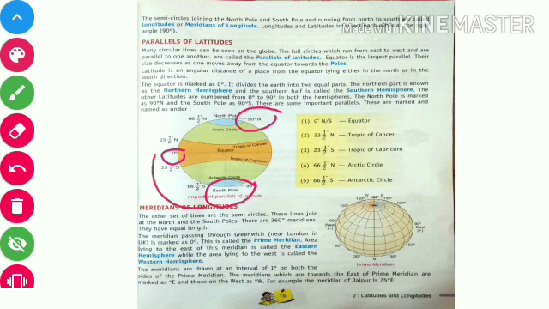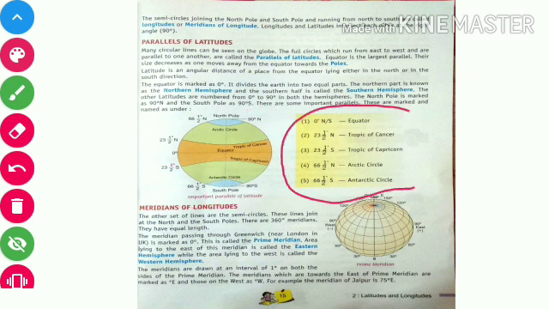There are some important parallels. You can see this table. These are marked and named as under. 0 degree north and south is the equator. 23.5 degree north is Tropic of Cancer. 23.5 degree south is Tropic of Capricorn. 66.5 degree north is Arctic Circle. 66.5 degree south is Antarctic Circle.